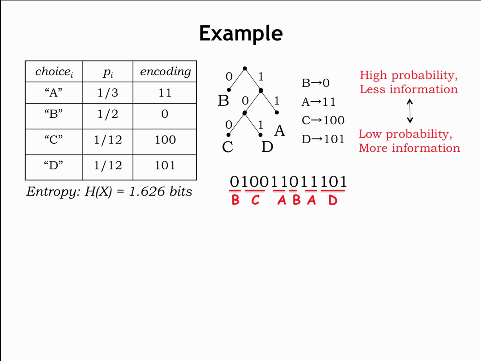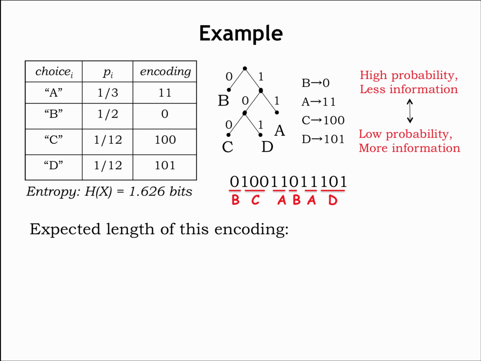Starting at the root, the first encoded bit is 0, which takes us down the left branch to the leaf B. So B is the first symbol of the decoded data. Starting at the root again, 1 takes us down the right branch, 0 the left branch from there, and 0 the left branch below that, arriving at the leaf C, the second symbol of the decoded data. Continuing on, 1, 1 gives us A, 0 decodes as B, 1, 1 gives us A again, and finally 1, 0, 1 gives us D. The entire decoded message is BCABAD.